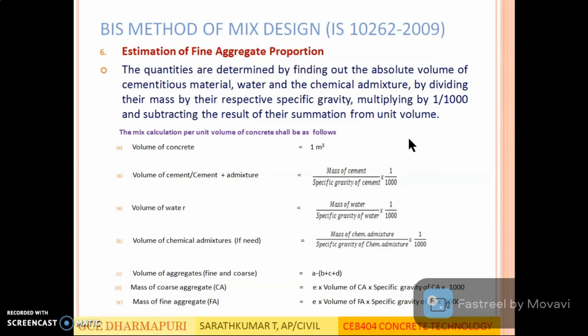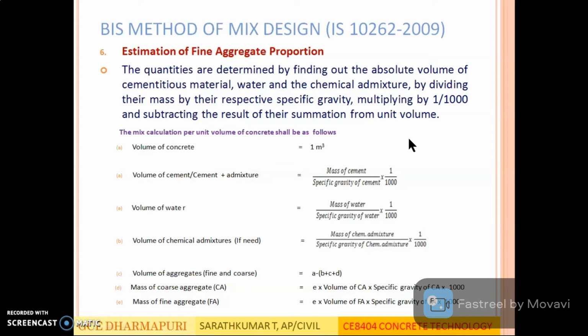The volume of cement is the mass of cement divided by the specific gravity of cement multiplied by 1/1000. Volume of water is the mass of water divided by the specific gravity of water multiplied by 1/1000. If you are using chemical admixture, the mass of chemical admixture divided by its specific gravity multiplied by 1/1000 will give you the volume of chemical admixture. When you subtract the volume of cement, water and admixture from the total volume of concrete, you can easily get the volume of total aggregates.